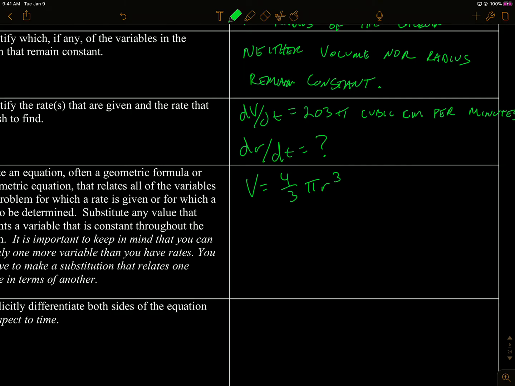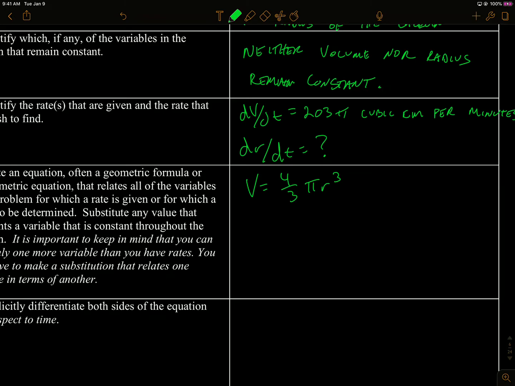This formula, this pre-calculus formula, is not good enough. It's a static formula. It doesn't have rates in it. So it's not going to help me. Well, it will help me, but I'm not going to be able to use this equation, this relationship between volume and radius, to find the rate of change of radius. I need a better equation, one that relates the rates of these quantities.